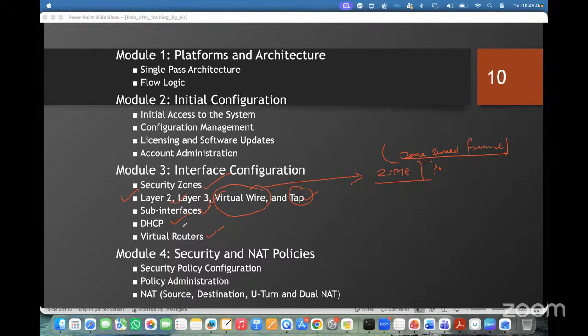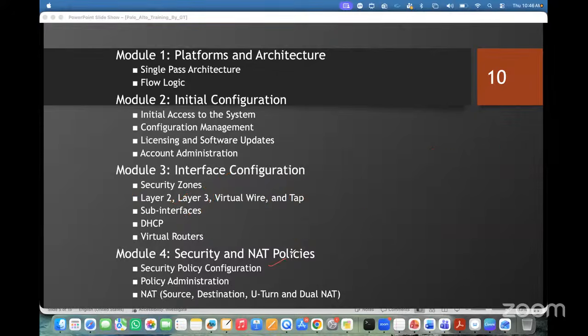DHCP will do the relay integrations, remote DHCP. Let's suppose your DHCP server is in a remote data center. Then how is the firewall going to integrate that data center's DHCP server with my local firewall? If I want to use my Palo Alto firewall as a DHCP server, how is that also possible? These things we'll cover. And virtual router is like a VRF. If you want to do any routing, like BGP, OSPF, RIP, they support all these routings. Then how can we configure this routing? The virtual router is going to be the key component for that. All right, so we'll discuss that.